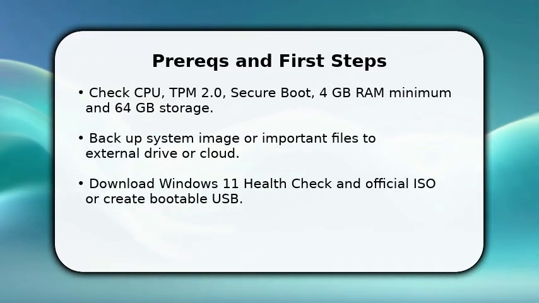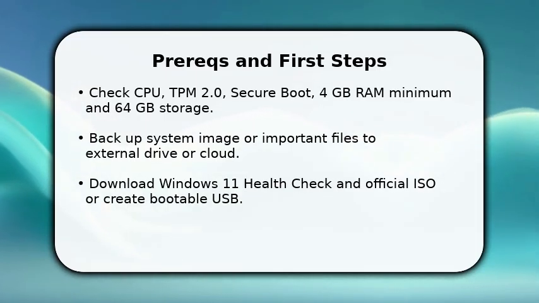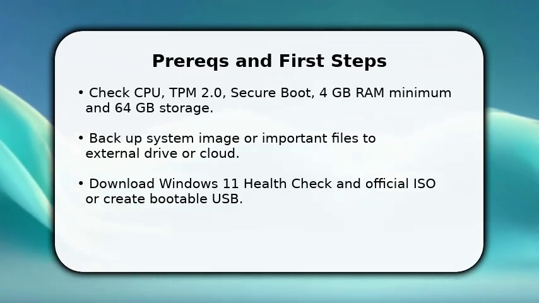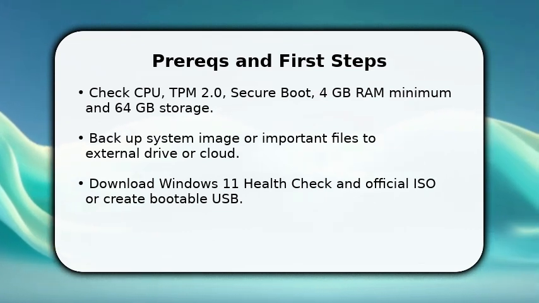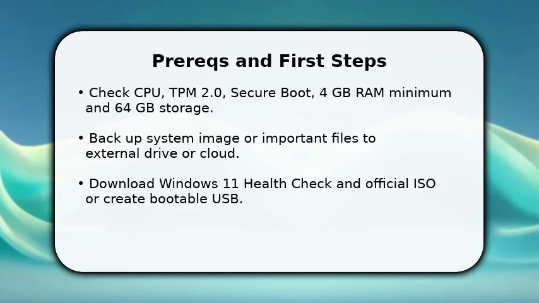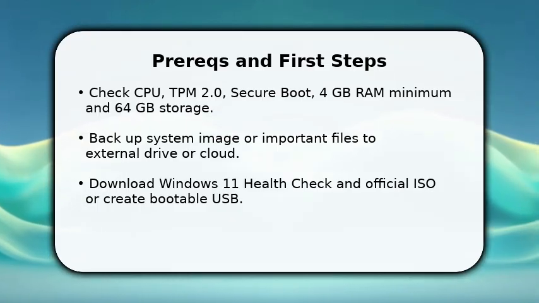if needed. Next, download Microsoft's Health Check app to confirm eligibility and grab the official Windows 11 ISO, or use the Media Creation tool to make a bootable USB. Make sure to note your current Windows license details before proceeding.